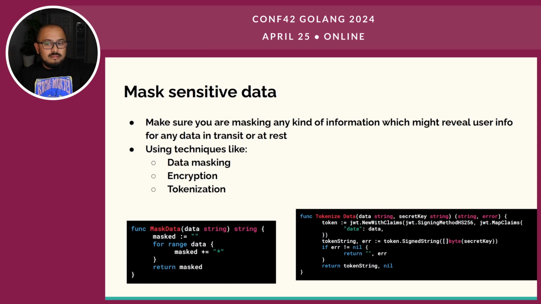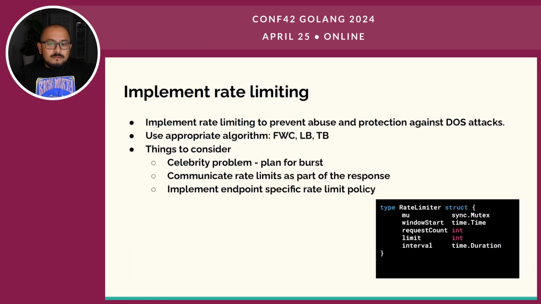The next thing that we can do to make our API more secure is masking sensitive data. Basically, we want to mask any kind of sensitive data which might reveal user information, either in transit or at rest. There are different techniques, like data masking, where you could encrypt the data as well, or use tokenization depending on the circumstances.